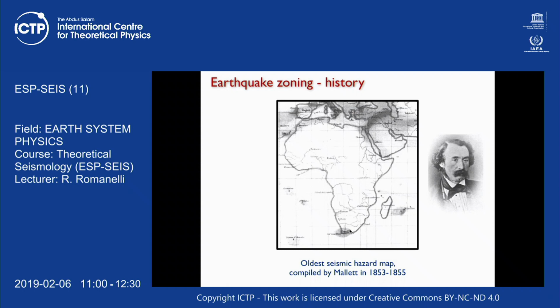We're definitely in the pre-instrumental era here. So the only way to assess hazard at that time was to go around, walk, and look at the effects. So it's like an intensity-based map. And Mallet was traveling through Italy, and there was the Naples earthquake at that time, so you see it here. It's very dark, the color here.